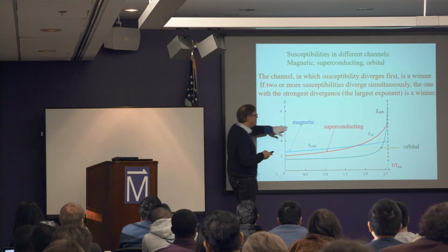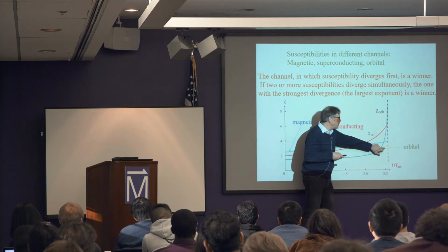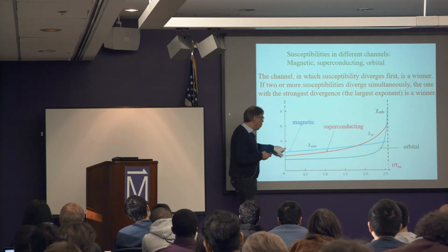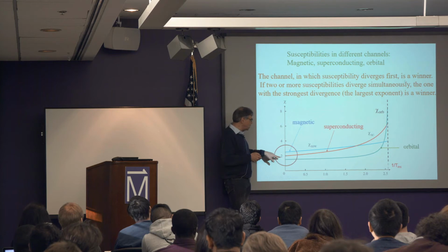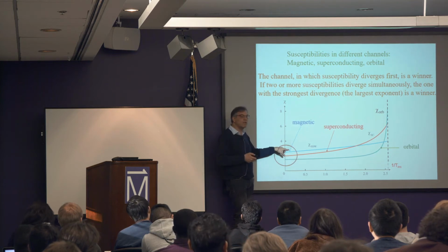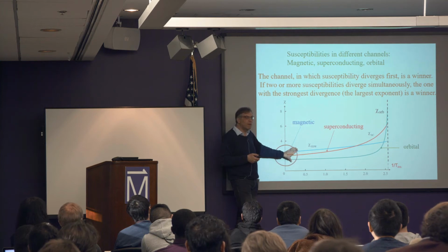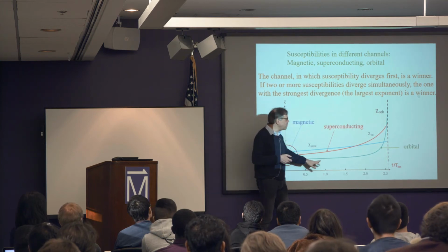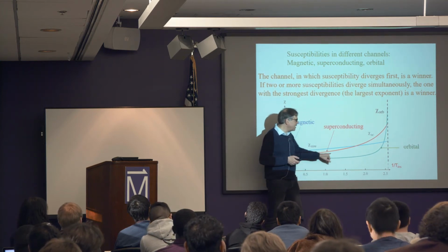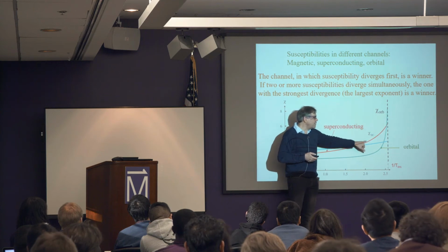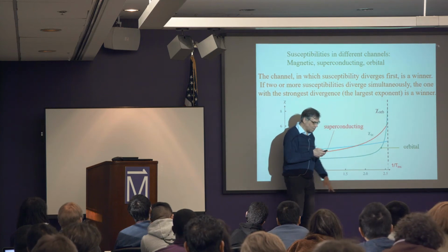These are three susceptibilities: magnetic, superconducting, orbital, and you always start with a situation when magnetic susceptibility is the largest. So at the beginning of the story, magnetism is the most favorable. But as RG flows, something interesting happens. The superconducting channel takes over magnetism, and then the orbital channel takes over magnetism.